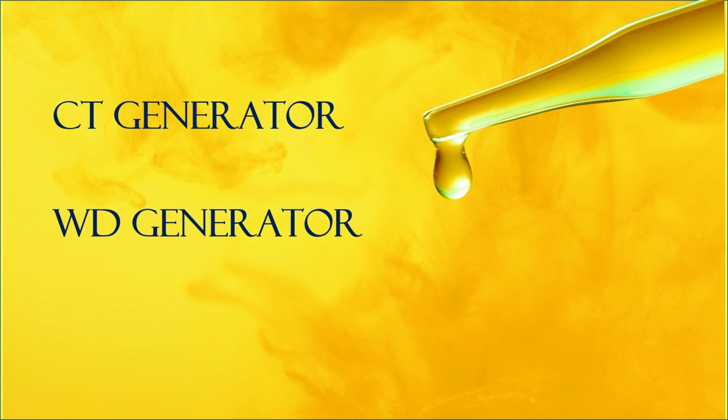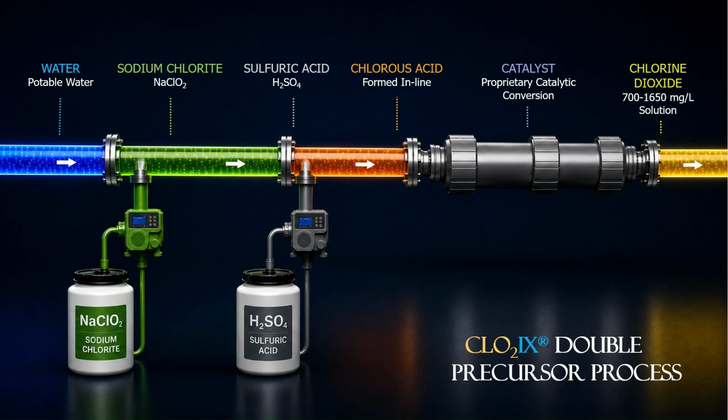The second ClO2IX generation process uses chemical mixing to form chlorine dioxide. This includes the CT and WD generators. In the double precursor process, instead of using ion exchange resin, we use sodium chlorite and sulfuric acid to produce chlorous acid. The chlorous acid is then immediately converted into chlorine dioxide using our patented catalytic technology.